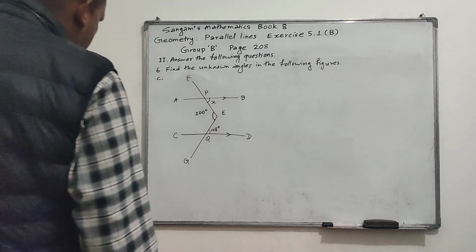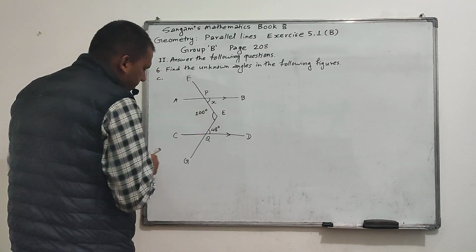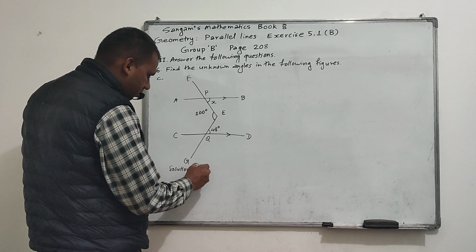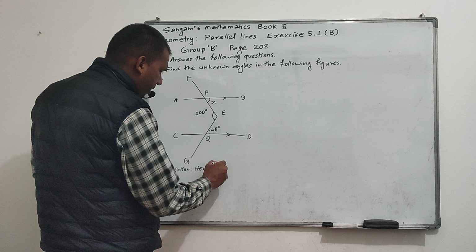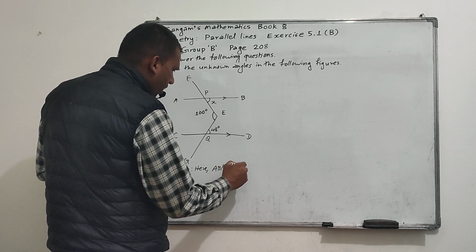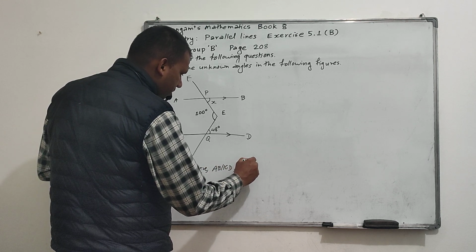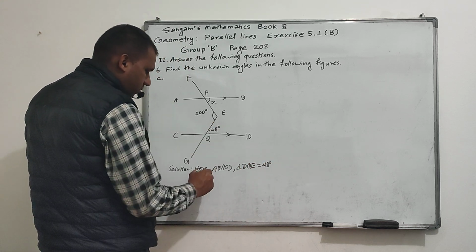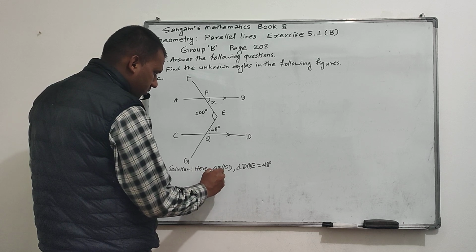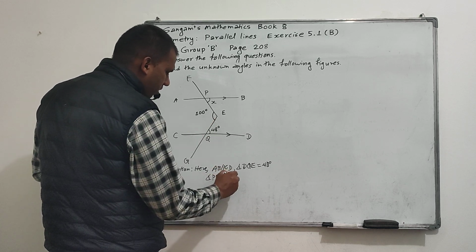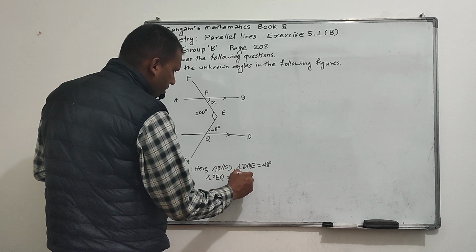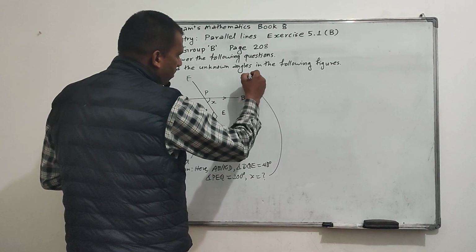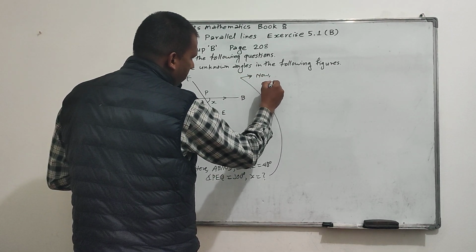Now let question C. In this figure, we have to find the value of x. So this one here, AB parallel to CD, angle DQE equal to 48 degree, angle PEQ is 100 degree, x equal to question mark. Now construction.